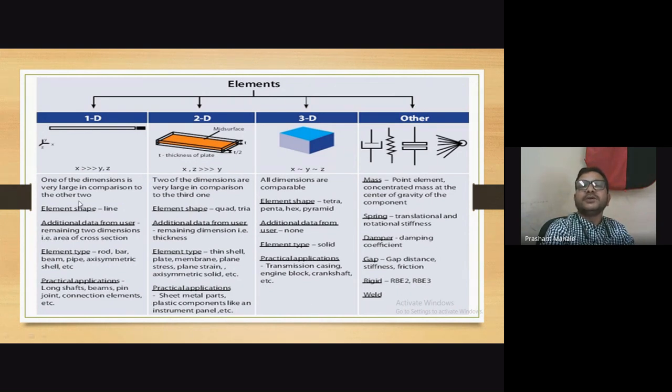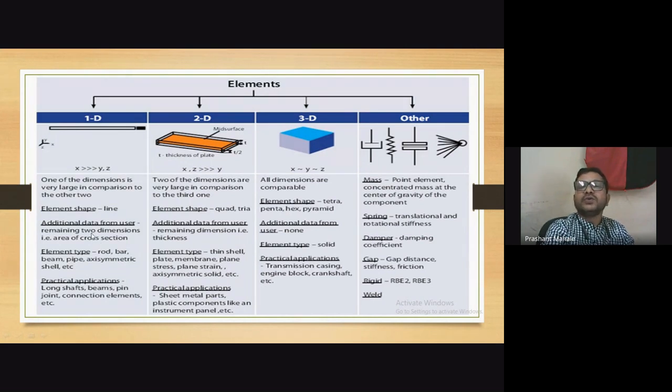So what is the element shape that we are going to use for 1D? It is line. Then the element shape that we are going to use for 2D is quadrilateral or triangle. We've seen that in the previous slide, quadrilateral, triangle. And for the 3D case, as we have seen, tetrahedron, pentahedron, hexahedron, pyramid, right? Then additional data from user. So this is a general thing that we actually discussed.